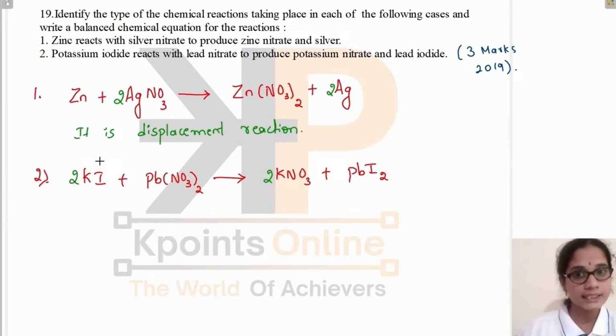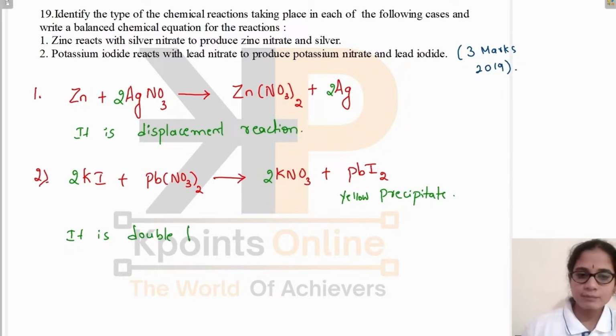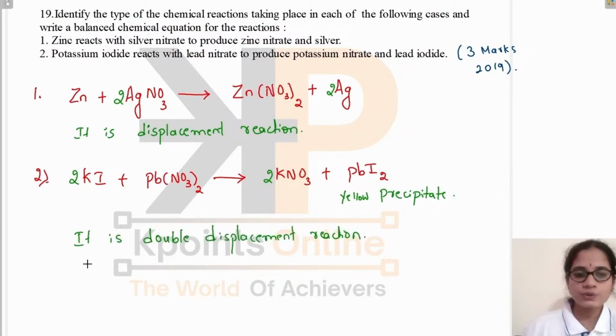Now we have to find out what type of reaction it is. Okay. Here there is exchange of ions between the compounds. KNO3 is formed and PbI2 is formed. It is a precipitate, a yellow precipitate. Okay. So you need to mention the type of reaction. It is double decomposition. Sorry. It is a double displacement reaction. And also it is a precipitate reaction. Yes, there is a formation of yellow precipitate here of lead iodide. So it is also a precipitate reaction.